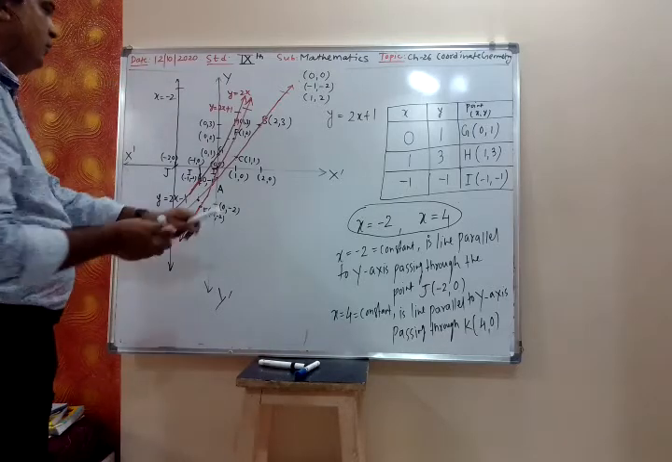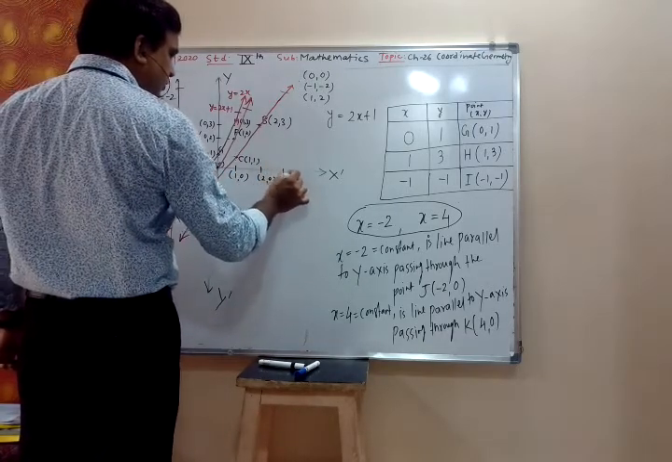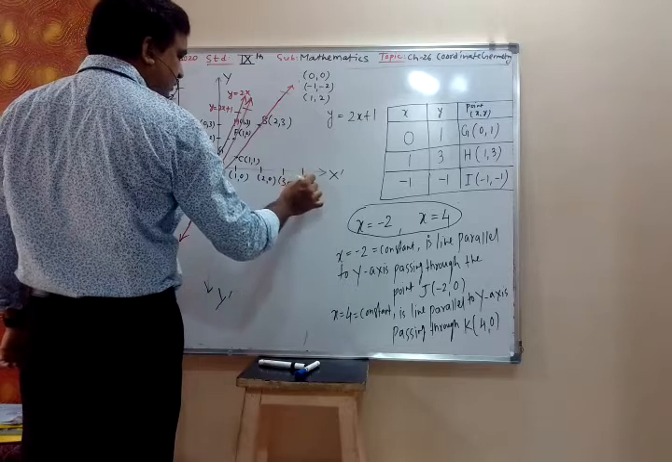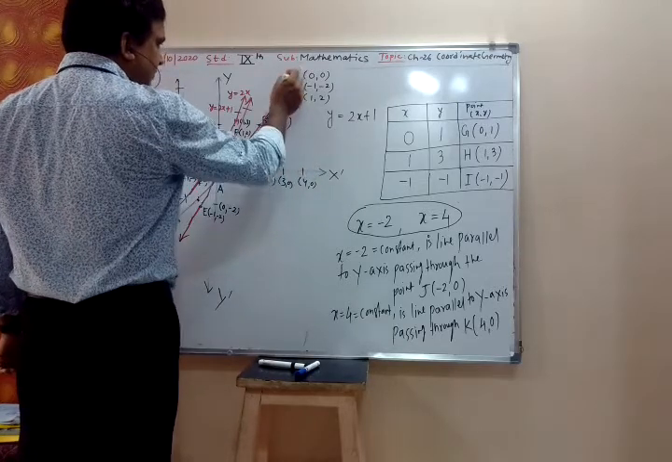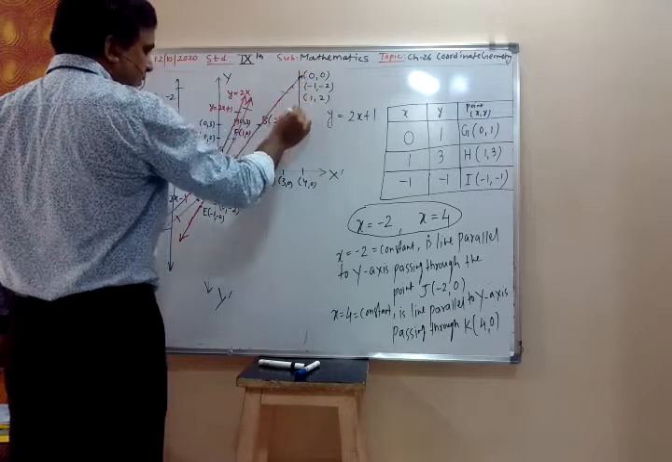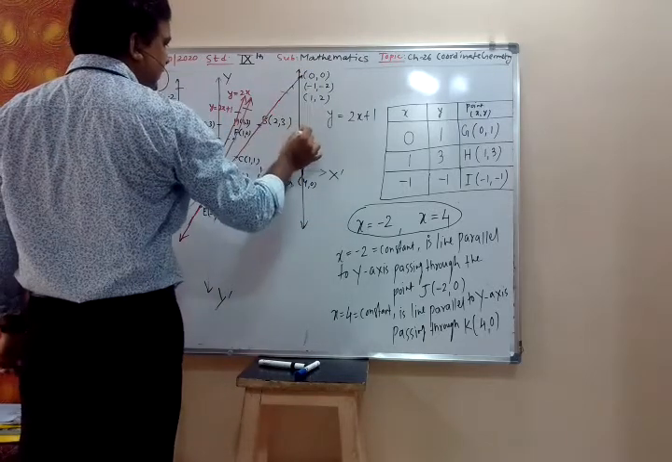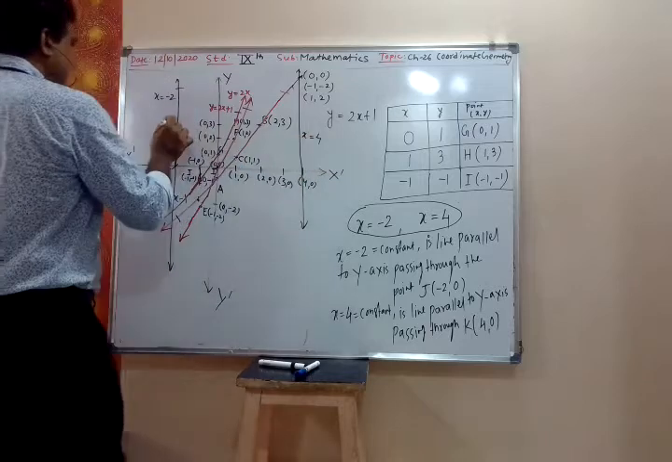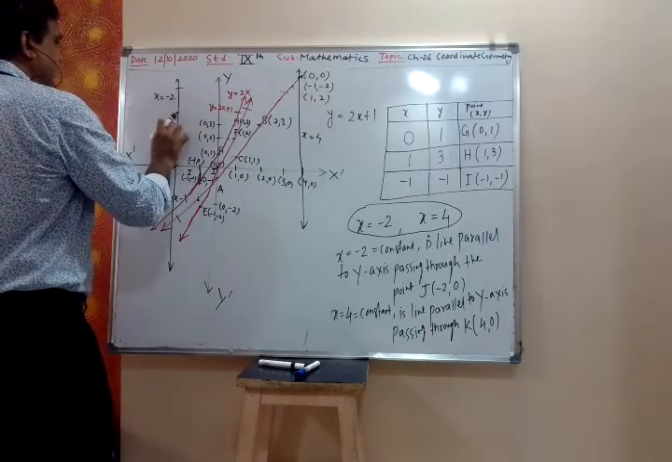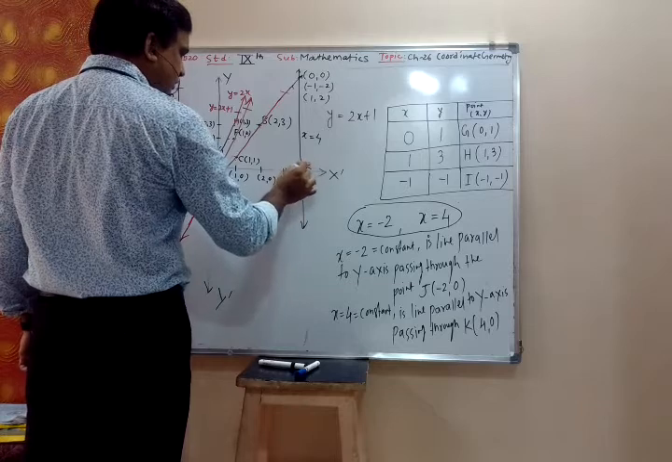Then x is equal to 4. This is 2, 0, 3, 0, 4, 0. So x is equal to 4 is this line, parallel to y-axis. This is the line x is equal to minus 2, and this is my point K, 4, 0.